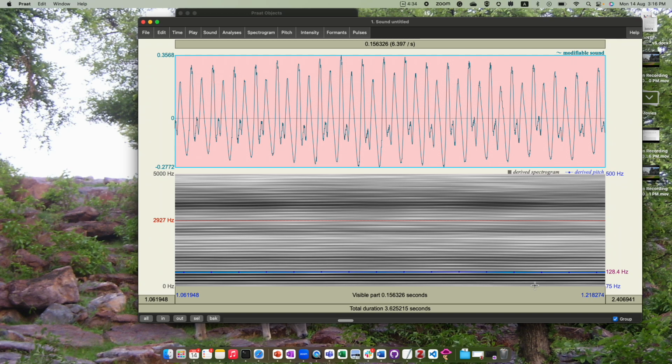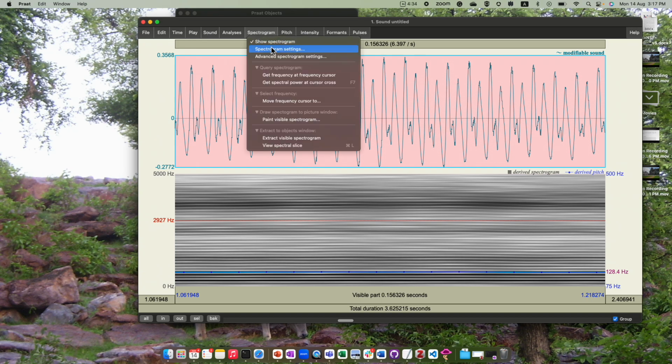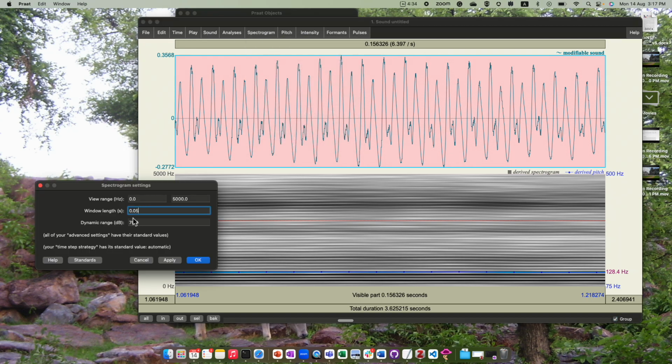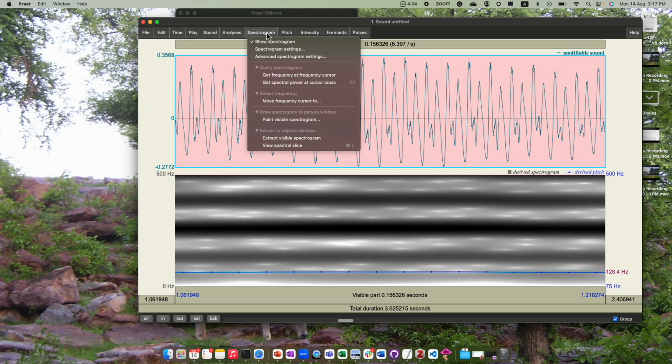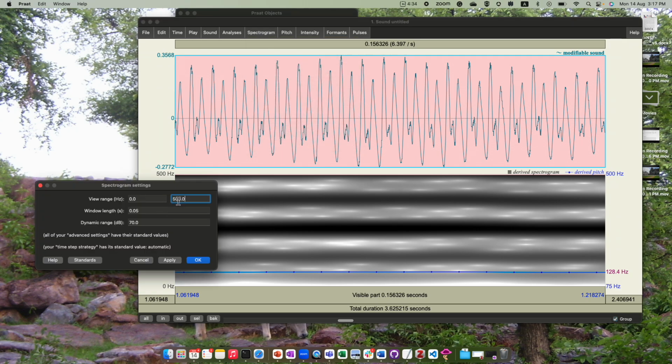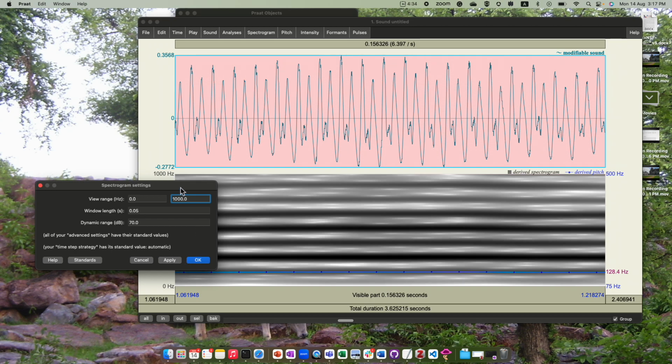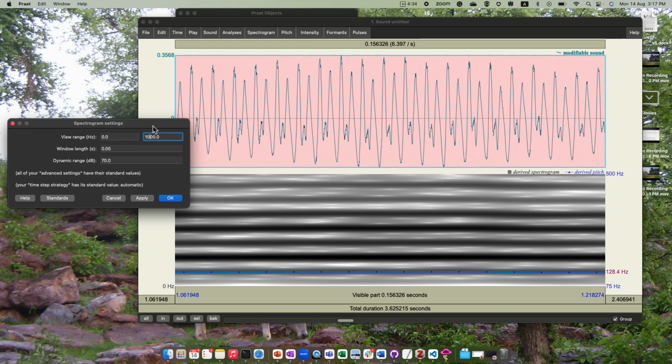I know my frequency is 128 hertz, right? So let me zoom in on that frequency range. Again, I go to spectrogram settings. My view range is 0 hertz to, let's say, 500 hertz. I can see a very clear peak here. Let me make it 1000 hertz just to zoom out a little bit. You can see multiple peaks.